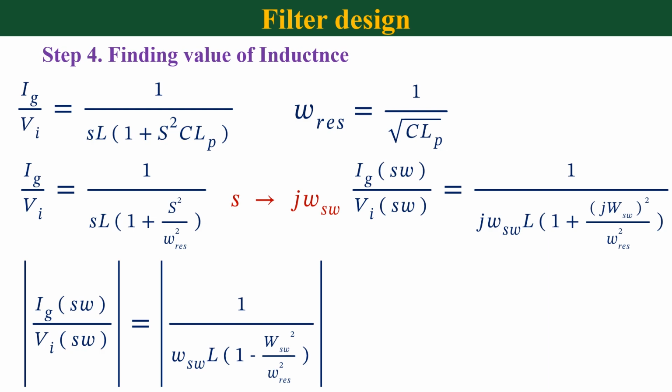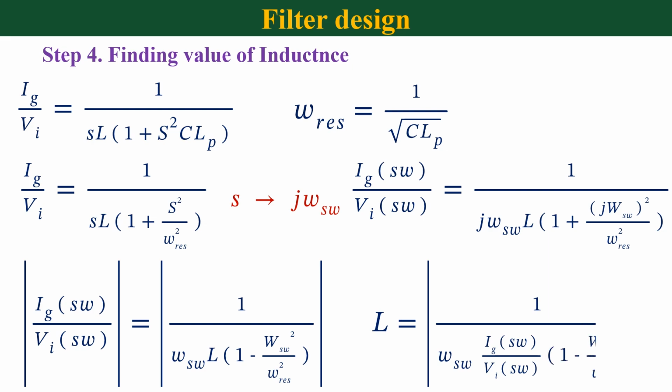From this equation, we can write the value of inductance as 1 divided by omega SW into (Ig by Vi) into (1 minus omega SW square by omega resonance square). This is the final inductance equation. Now I will show you how to calculate L1 and L2 using this equation.